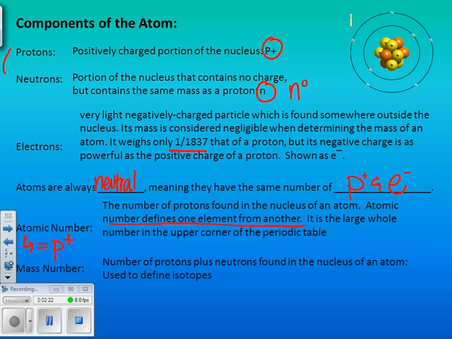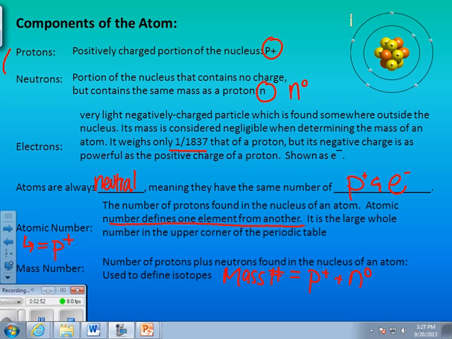Next is your mass number, which is the number of protons plus the neutrons found in the nucleus of an atom, used to identify isotopes. So let's write out: mass number equals your protons plus your neutrons. Anytime you have to find one or the other, you can add the protons and neutrons together, or if you have a mass number and you know the number of protons, you should be able to find neutrons by subtracting.